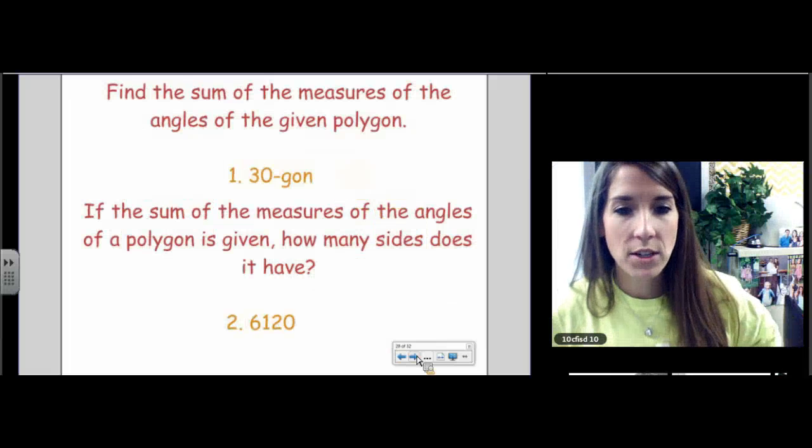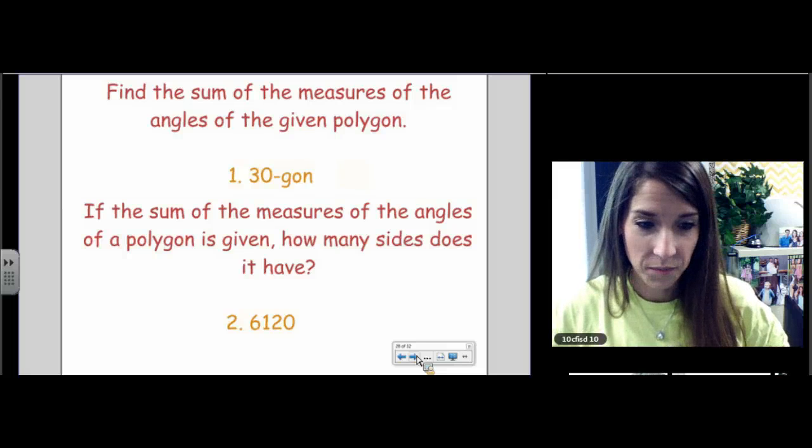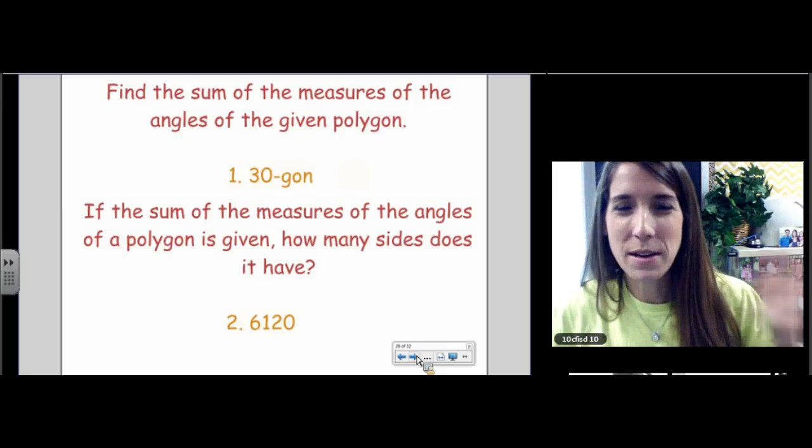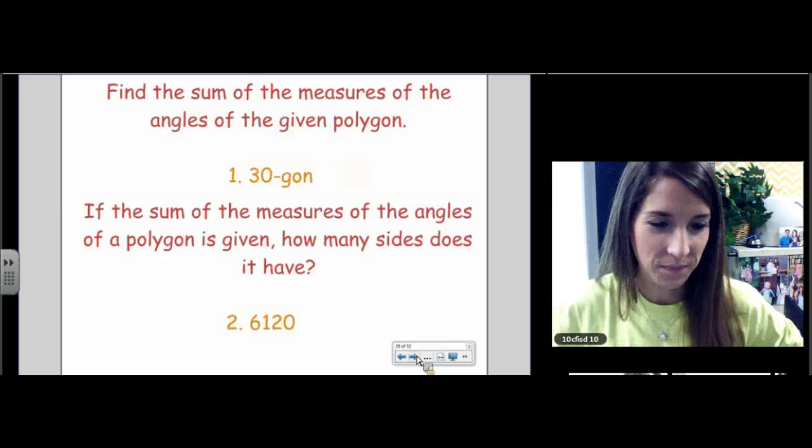Find the sum of the measures of the angles of the given polygon. Find how many degrees are in a 30gon. When we don't know what its name is, we just put the number of angles and then put gon, just to let you know.